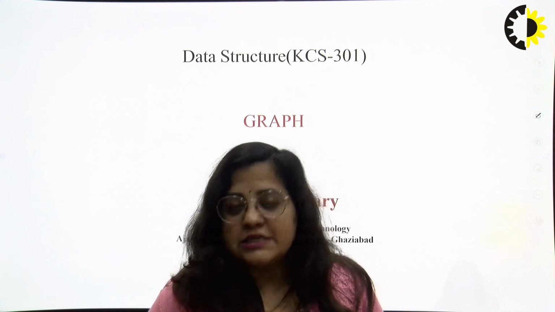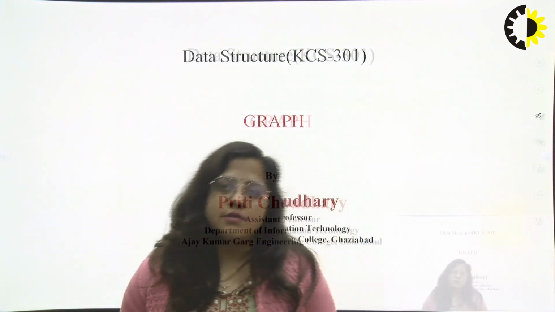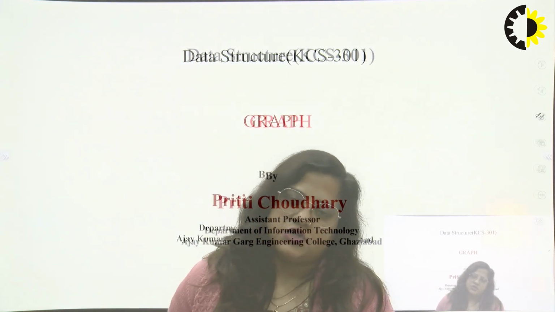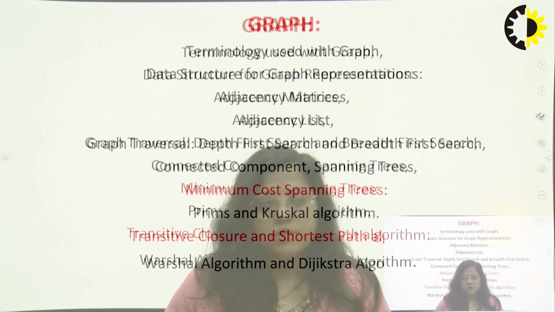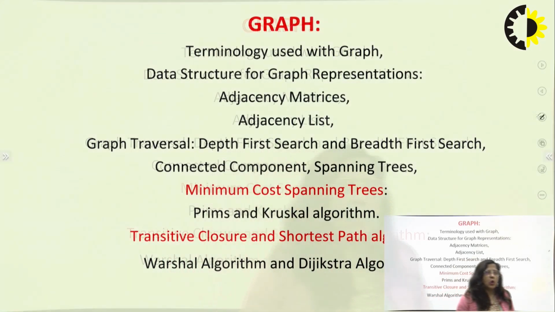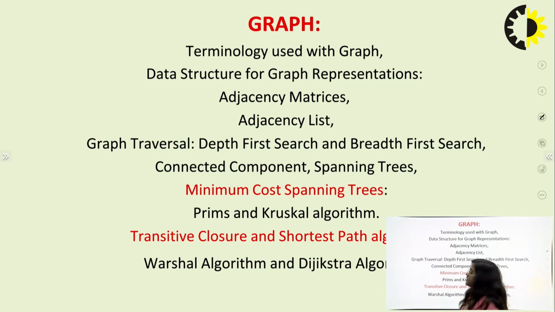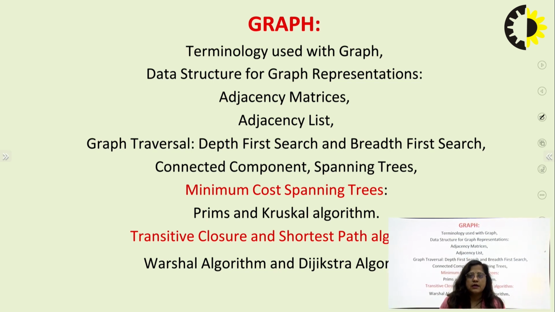In this session I will discuss what a graph is, the graph data structure, types of graph, and graph terminology. These are the topics covered today. First is terminology used with graph, then data structure for graph representation, which is of two types: first the adjacency matrix and second the adjacency linked list.